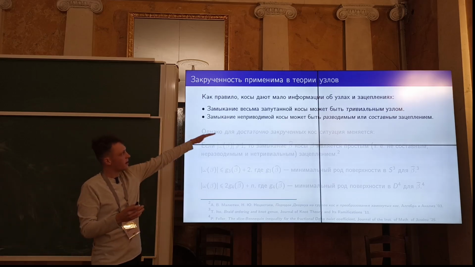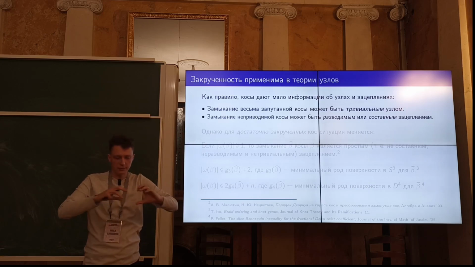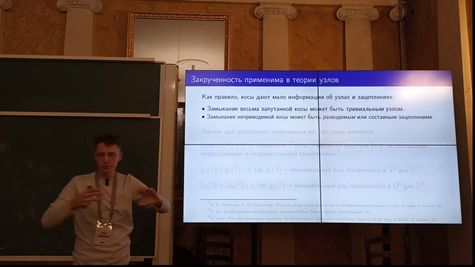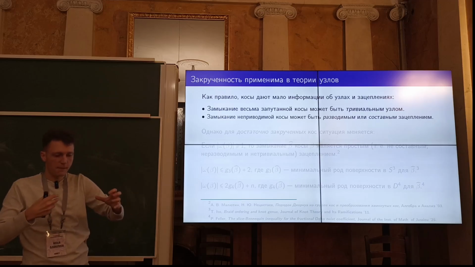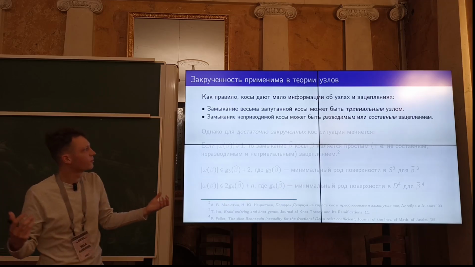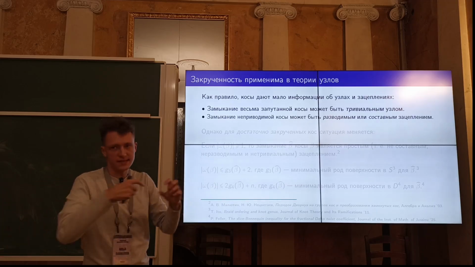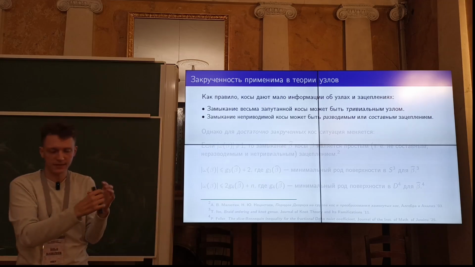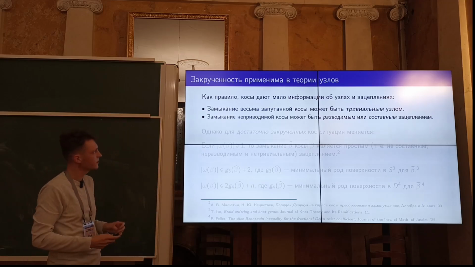Or the closure of a braid that looks irreducible may be a link that is split, or say a composite link that contains local knots.